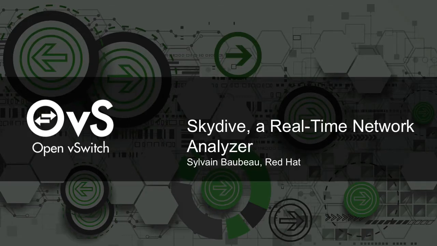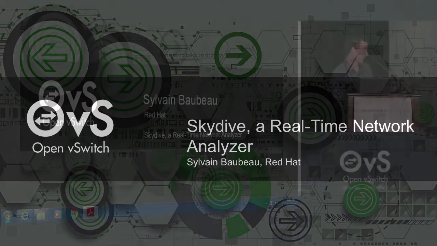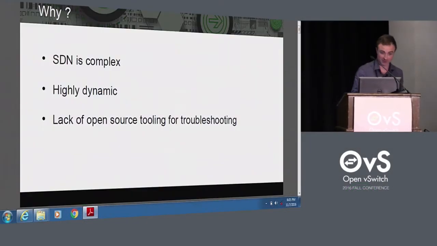Okay, so as I said, the project Skydive was started 1 year ago at Red Hat, and we are 4 people working on it. So the idea behind Skydive is that SDN obviously is complex. There are many different types of SDN. There are different concepts. They are different in terms of implementation for the control plane, for the data path. You can even mix them together. So when it comes to troubleshooting, it becomes really hard.